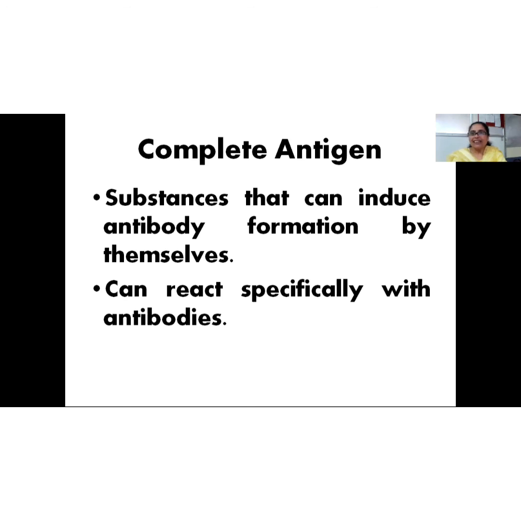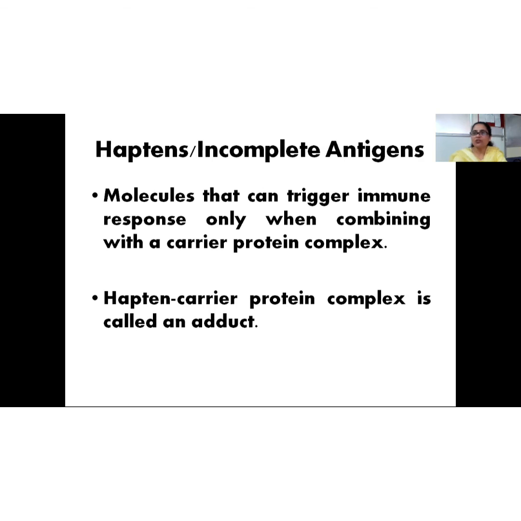Now coming to antigens, which is a complete antigen? Complete antigens are substances that can induce antibody formation by themselves. That is, they are capable of activating B cells and making them differentiate into plasma cells, which then combine with specific antibodies. These are complete antigens, when they can do their whole work by themselves. They don't need any help. And then they will react specifically with antibodies too.